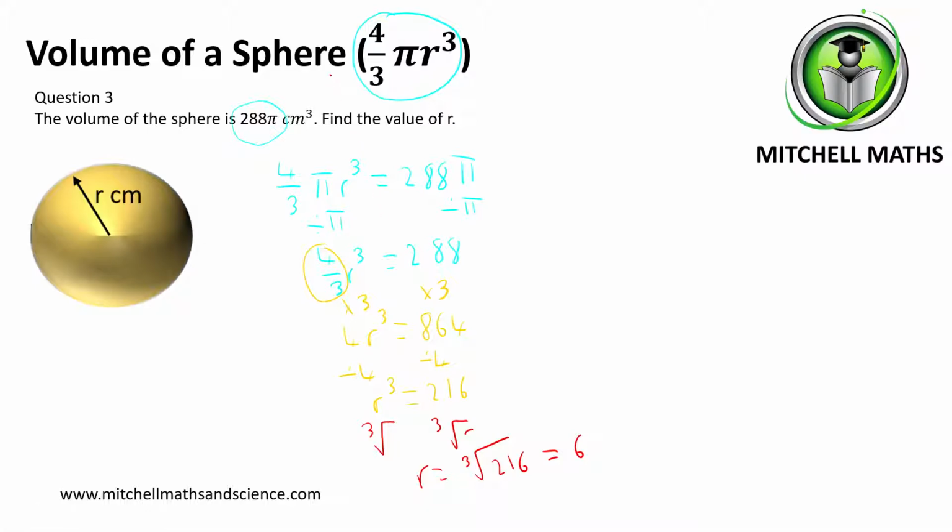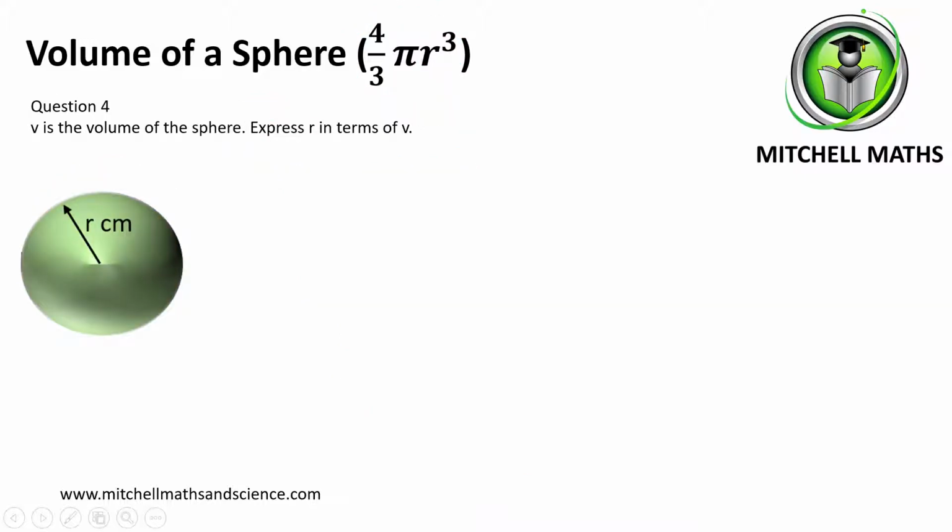If you get a question like this, what you need to do is get the formula of the sphere, make it equal to the volume, and then it's just a case of rearranging to find r, because there's only one unknown in that. Right, the next question is V is the volume of the sphere. Express r in terms of V.